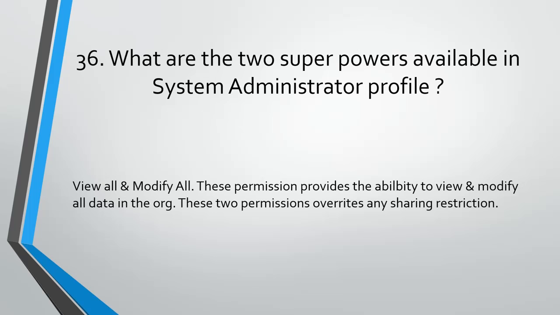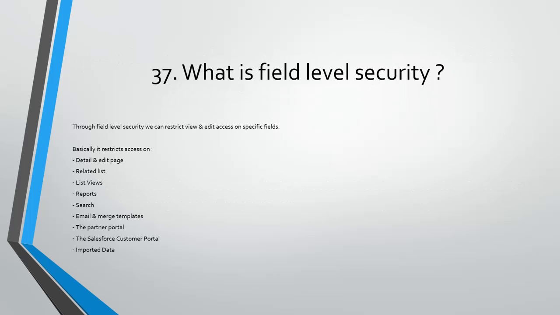What are the two superpowers available in the system administrator profile? There are two superpowers available, view all and modify all. These permissions provide the ability to view and modify all data in the org. These two permissions override any sharing restriction.